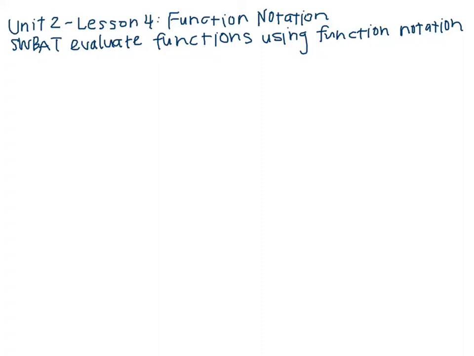Today we'll be talking about function notation, which is pretty much a way of writing the relationship between the input and the output on any specific function. So let's start with our vocabulary. Our term is function notation, and that is a way to name a function using f of x instead of y.